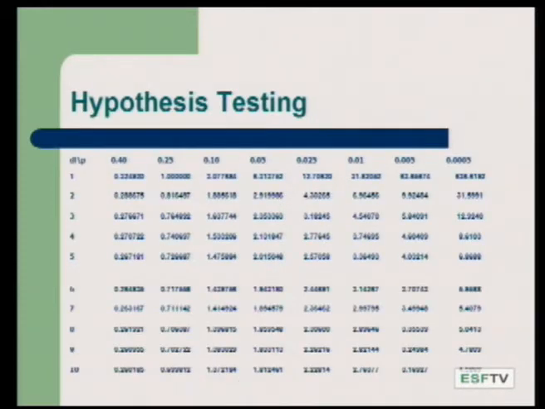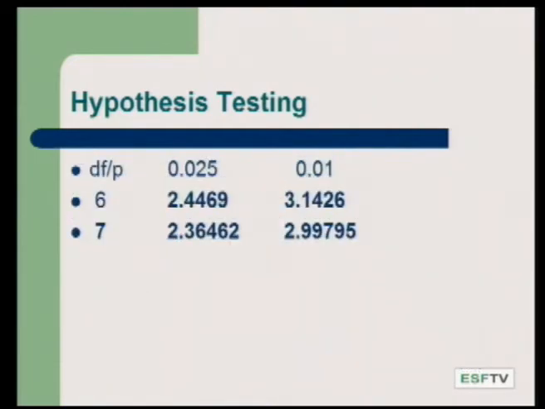We're going to use the student t-distribution to find the critical value. The critical value is based on the level of significance. In this case, we have a level of significance of 0.01 with 7 degrees of freedom. So the critical value is going to be equal to 2.998.